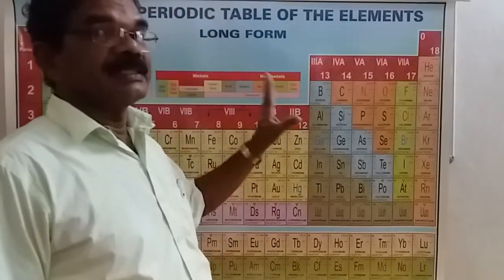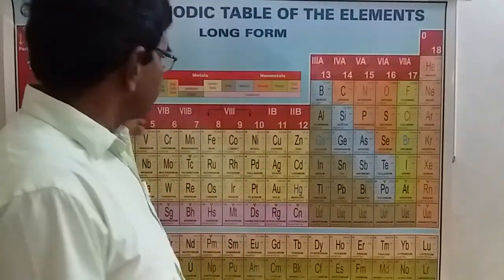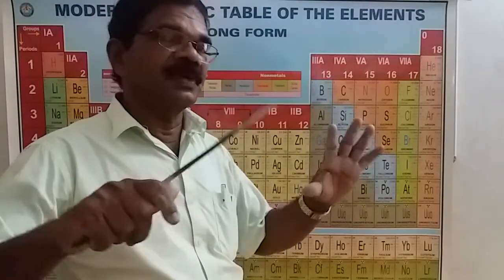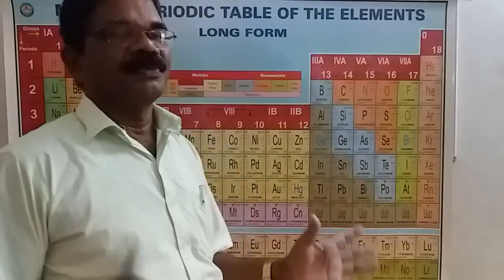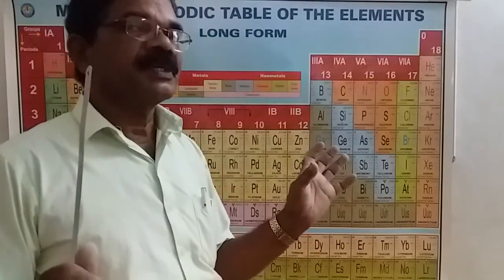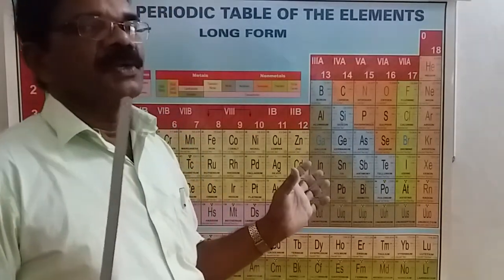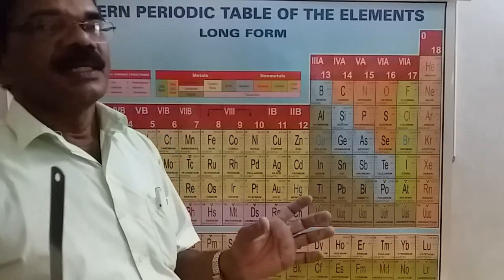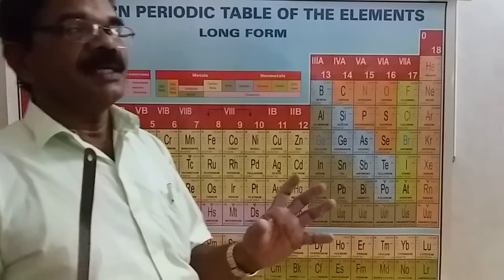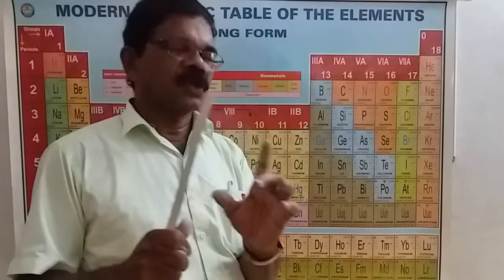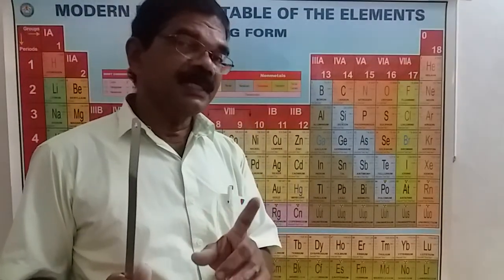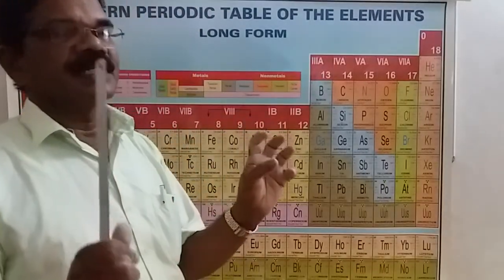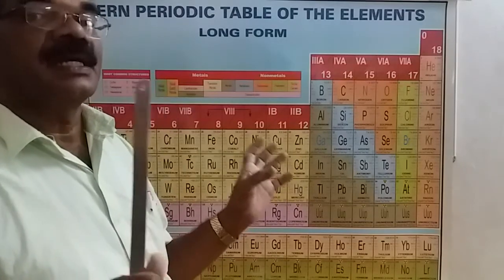At the same time, valence electrons increase from 1 to 8. There is a difference between valence electrons and valency. Valence electrons means the number of electrons in the outermost shell. Valency means the combining capacity of the element, that is, the number of electrons gained or lost for attaining stability. You must always remember the difference between valence electrons and valency.